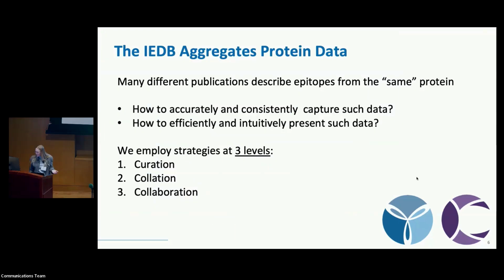So we wanted to share that with these protein resources. When we curate, we have to aggregate all the data from all the different publications that describe the same protein. So that same hemagglutinin is actually hundreds of different hemagglutinins. Each of our curators has to accurately and consistently capture this data. And then when we put it on our public website, we have to efficiently and intuitively present it back. Those are two very different problems and have different needs. So we employ different strategies at the curation and the collation, and then now through this collaboration to accomplish those goals.